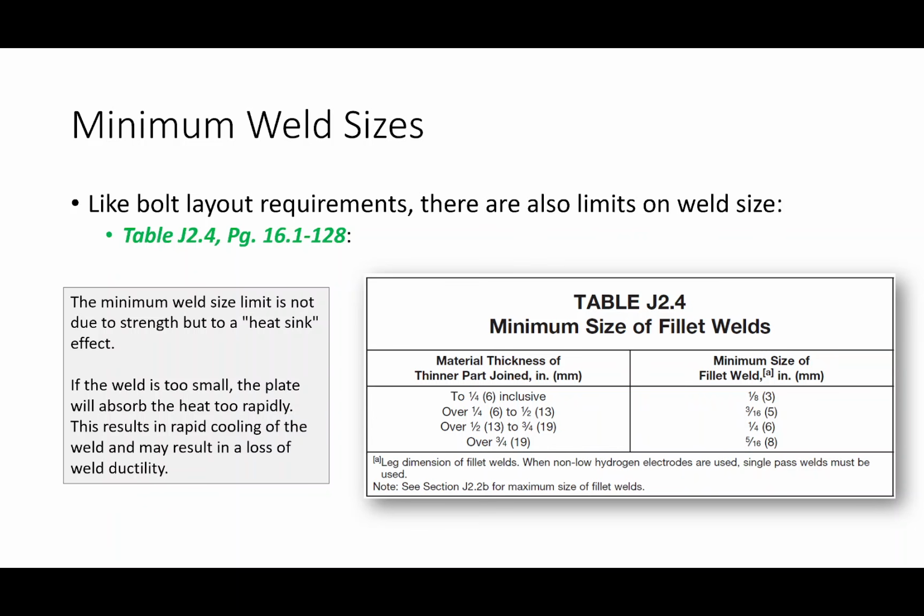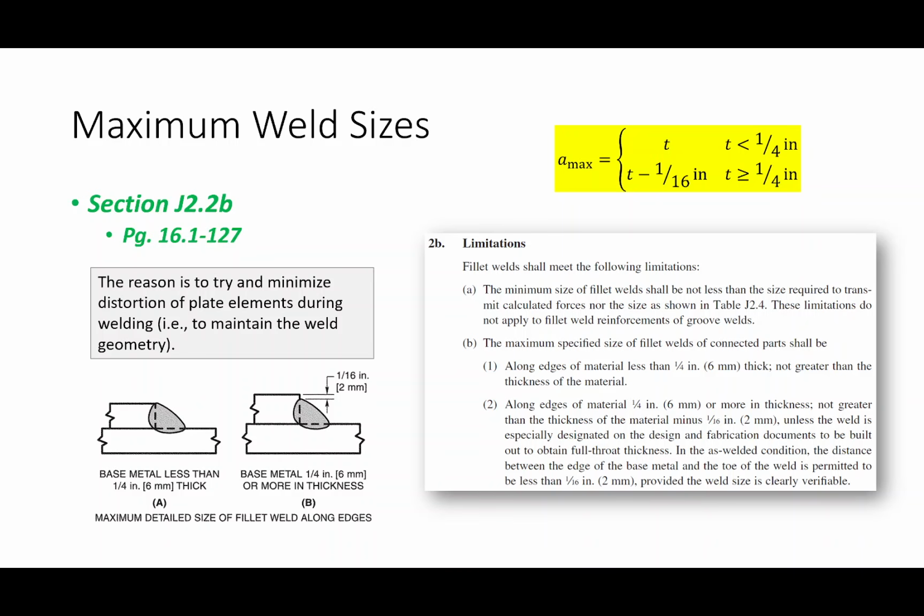So if we're welding plate A and plate B together, we need some amount of weld to avoid heat sink. Sound good? So that's what happens if the weld gets too small. Like if bolt spacing gets too small, you can't get a wrench around them. But if the weld size gets too small, you'll have a heat sink effect. What about if the weld gets too big?